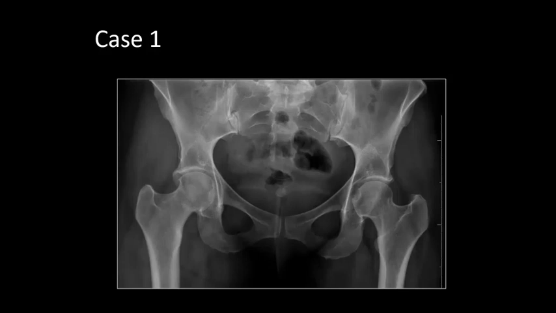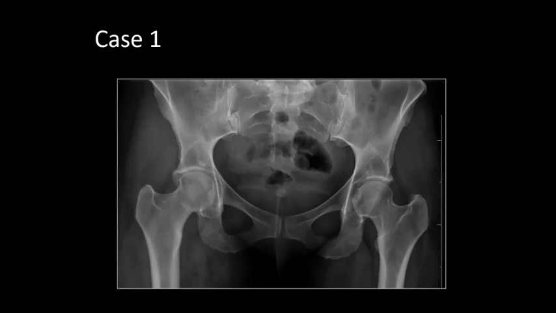AP view of the X-ray of the pelvis. AP view shows the right hip, the acetabular over coverage, the femoral head. So this is the pincer type.